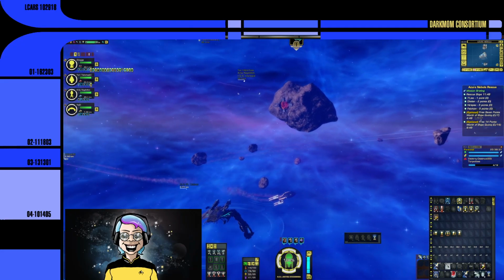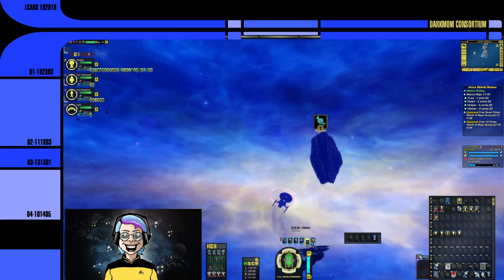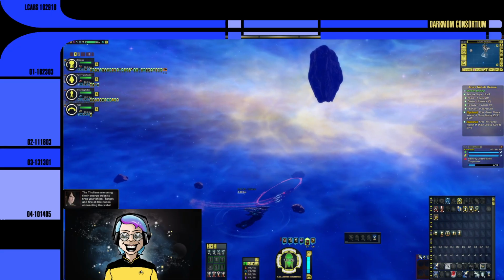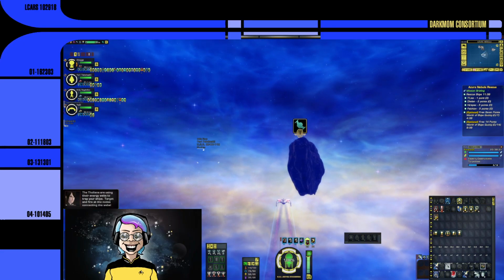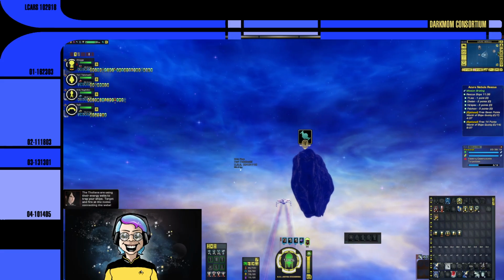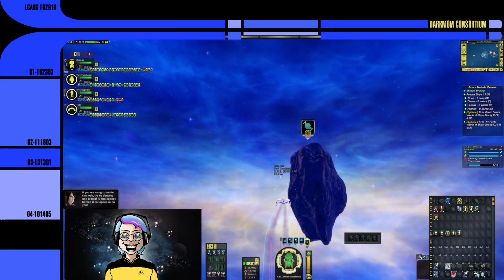The Tholians are using their energy webs to track ships. Target and fire at the nodes connecting the webs. If you have been caught inside the web, try to destroy one side of it, and the web will collapse.